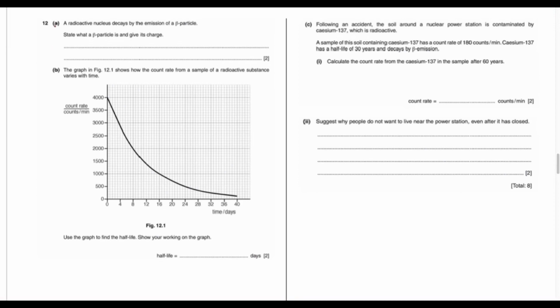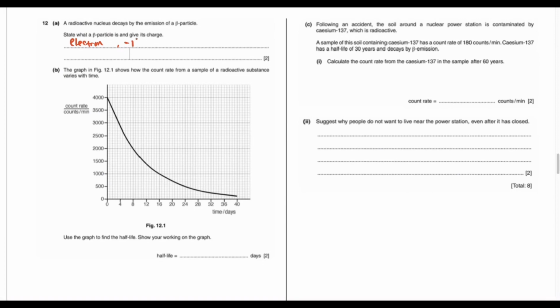12a. A radioactive nucleus decays by the emission of a beta particle. State what a beta particle is and give its charge. So it's an electron, I know. We have to say that out. So the beta particle is an electron. The charge is -1. Then you get 2 marks.